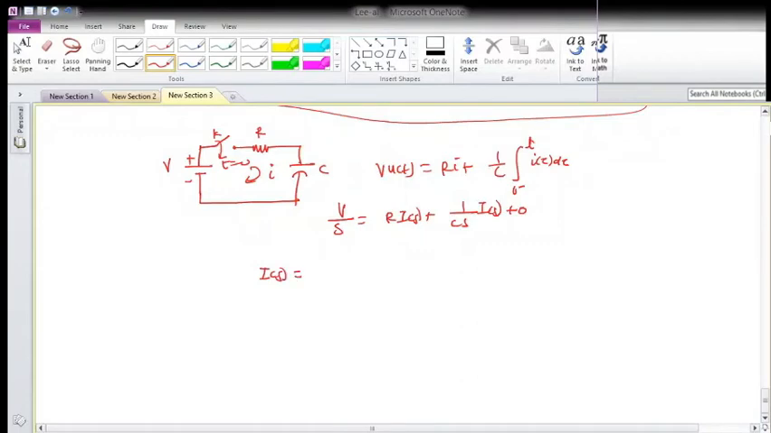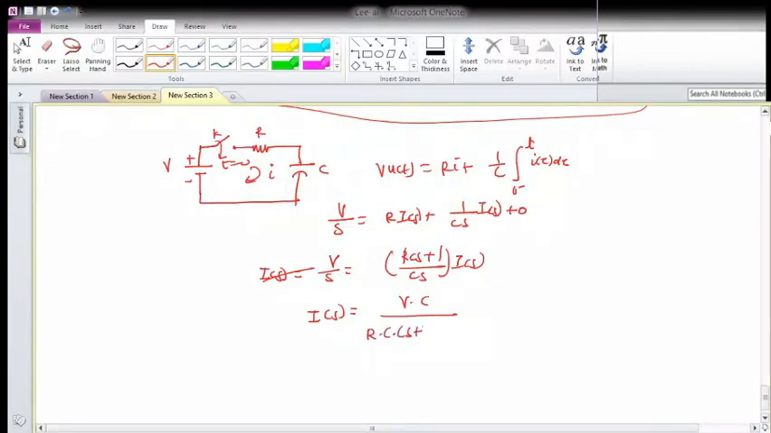So for I of s, this is V by s. Let me write one more step. V by s will be (RCs plus 1) over Cs into I of s, and now I can write quickly. So I of s will be, okay, V into C by R into C, which will be s plus 1 by RC. Am I right? To make the coefficient of s equal to 1.